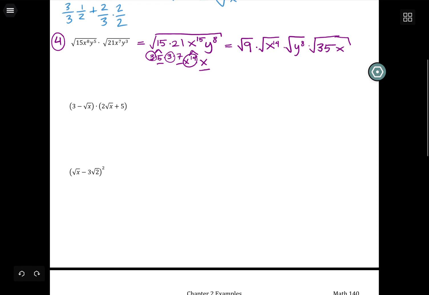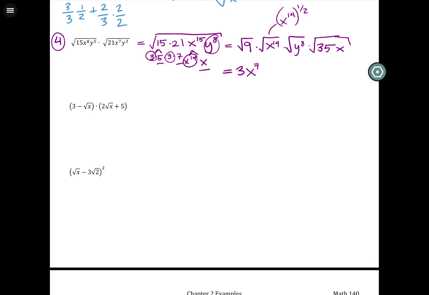So these are the things that we extracted out, which simplifies a bit. Square root of 9 is 3. Square root of x to the 14 is x to the 7. Again, Maya's favorite way to do that would just be to think about that as square root is a 1/2 power, and 1/2 of 14 is 7.